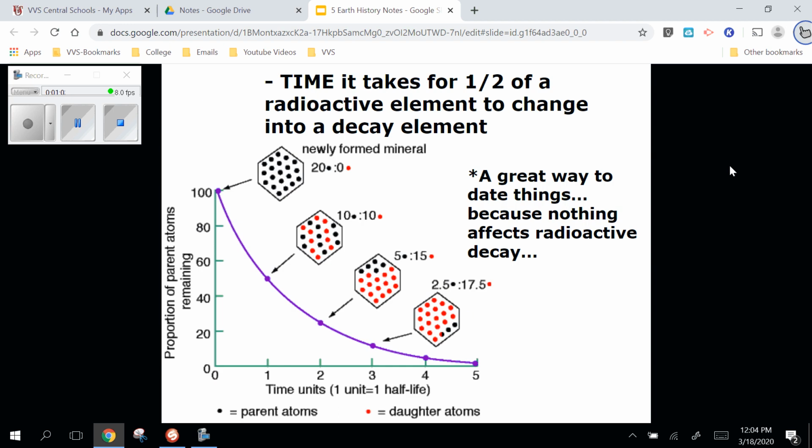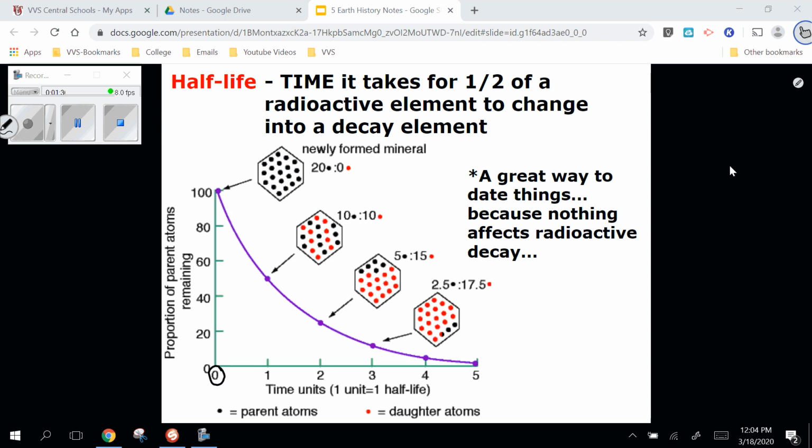That decay process gives us a number that we call the half-life. It's the amount of time it takes for half of a radioactive element to change. This is a great way to find the age of things. Nothing affects radioactive decay. So if you look at this graph, let me try to decipher this graph for you here. 0 time units, that's the beginning.